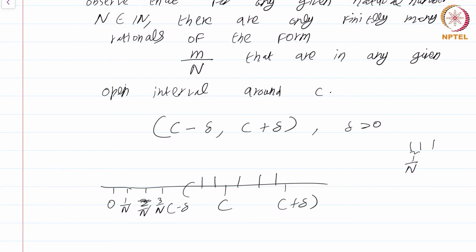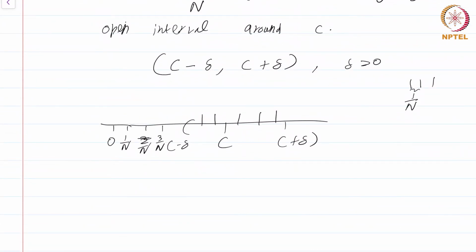And these will correspond to the various numbers of the form m by capital N that are in this interval C minus delta, C plus delta. So I leave it as an easy exercise to make this intuition precise.